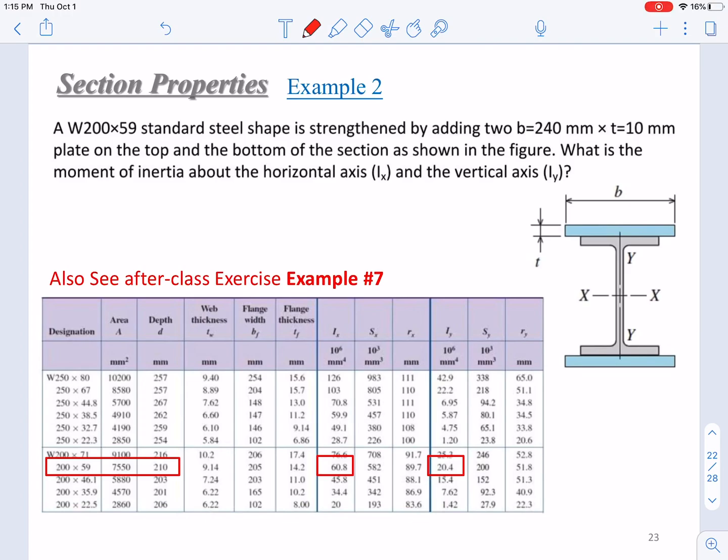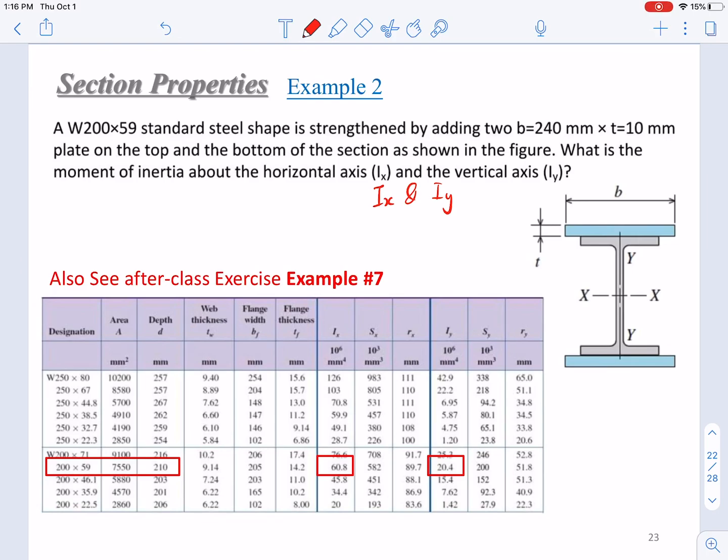So here we have a steel shape. Standard steel shape is strengthened by two plates on bottom and top. The sizes of the plate have been given. Now, what is the moment of inertia about the x-axis and the y-axis? So we're calculating Ix and Iy. This shape is symmetric both about the x and the y-axis, so you can calculate both Ix and Iy.